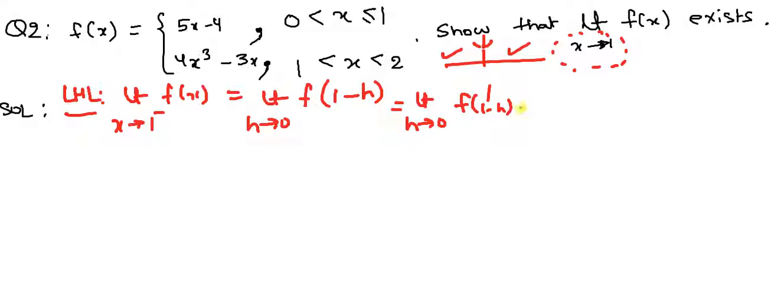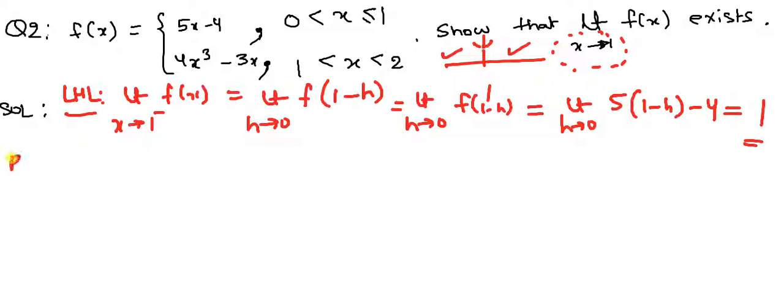Oh, I'm so sorry, I've copied it again. So it should be limit h tends to 0 of 5 times (1 minus h) minus 4. Now you need to put h equals 0 here directly. So you'll get 5 minus 4, which is 1. This is positive 1 we are getting.